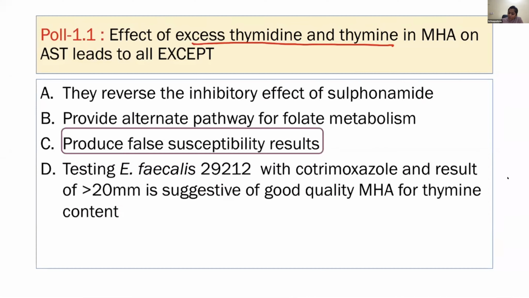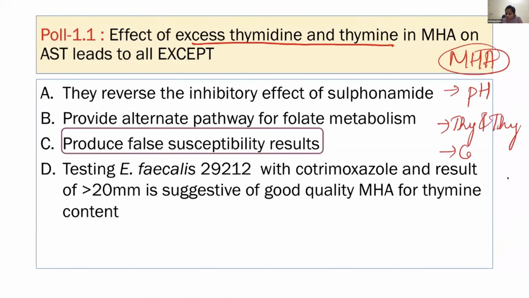When we talk about the contents of Muller-Hinton agar, there are various aspects which are very important: making sure the pH is correct, making sure your thymine and thymidine concentration is adequate, and also your cation concentration. All these three are very important to note. The pH should be checked whenever we prepare the media. For every batch of media we have to check the pH, and thymine, thymidine and cation concentration go with every batch of Muller-Hinton agar we use. So this has to be kept in mind.